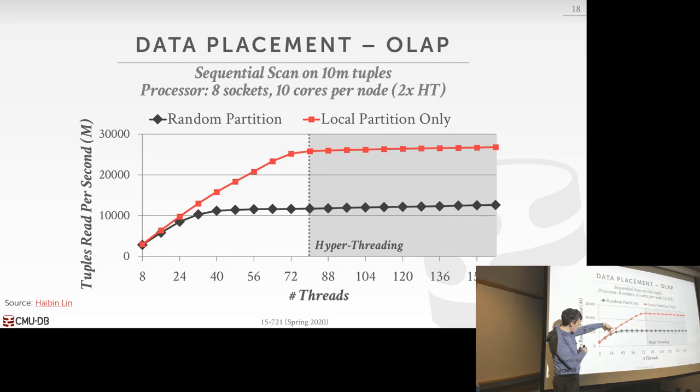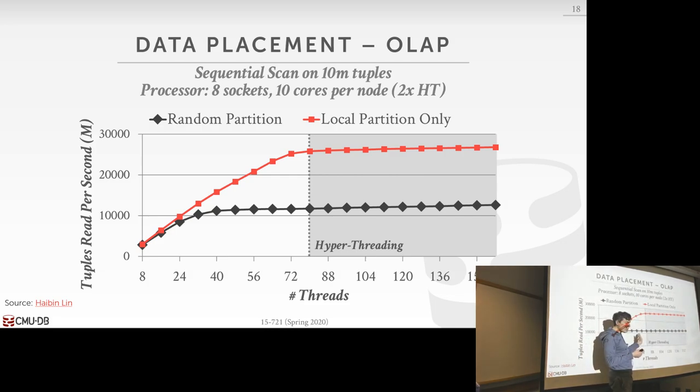So at the lower thread counts, because the table is spread across multiple sockets, the probability that a thread is going to have to access data at a remote socket and go over the interconnect is higher. Therefore, it doesn't really matter if you're dividing up intelligently or not. But as we increase the number of threads, the amount of cross-socket traffic for our scan threads goes down significantly when we do the local partitioning, and that's why you get better performance.